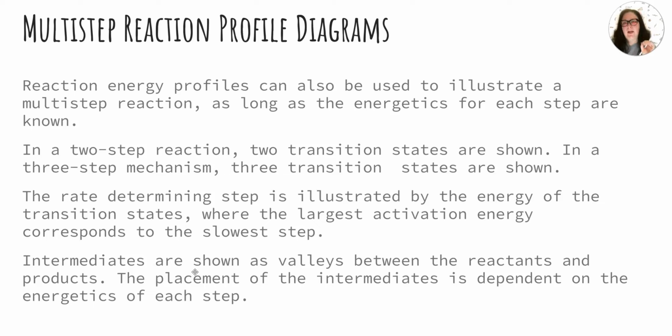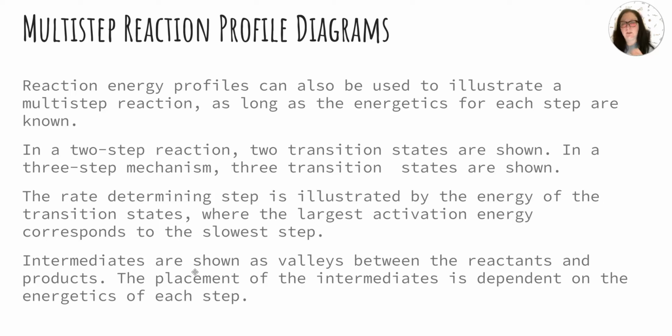So here we are. Reaction energy profiles, remember that's the graph, can also be used to illustrate a multi-step reaction. So instead of having one big hump, remember I told you that behind that big hump it's like a curtain that covers it up, and you can look inside of it and see all the steps of the mechanism. So if it's a 2-step, you'll have 2 humps. If it's a 3-step, you'll have 3 little humps. But when we draw for the entire reaction, we just draw 1. But actually there's a lot going on underneath that one giant hump in the middle, right? So as long as the energetics for each step are known, we can do that.